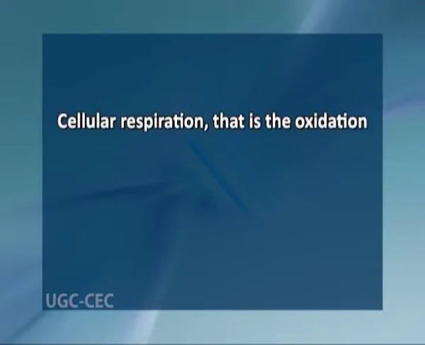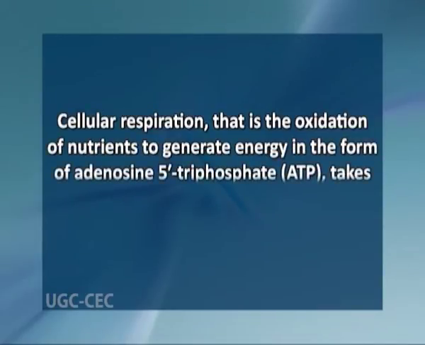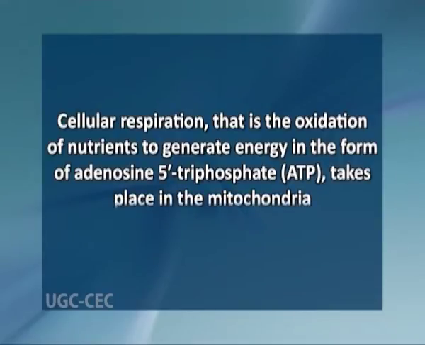Cellular respiration, that is the oxidation of nutrients to generate energy in the form of adenosine 5' triphosphate, ATP, takes place in the mitochondria. These organelles are roughly 1 to 2 micrometers in diameter, and there may be 1000 to 2000 per cell. They have a smooth outer membrane and a convoluted inner membrane that forms protrusions called cristae. They contain a small circular DNA molecule, mitochondrial specific RNA, and ribosomes, on which some mitochondrial proteins are synthesized.